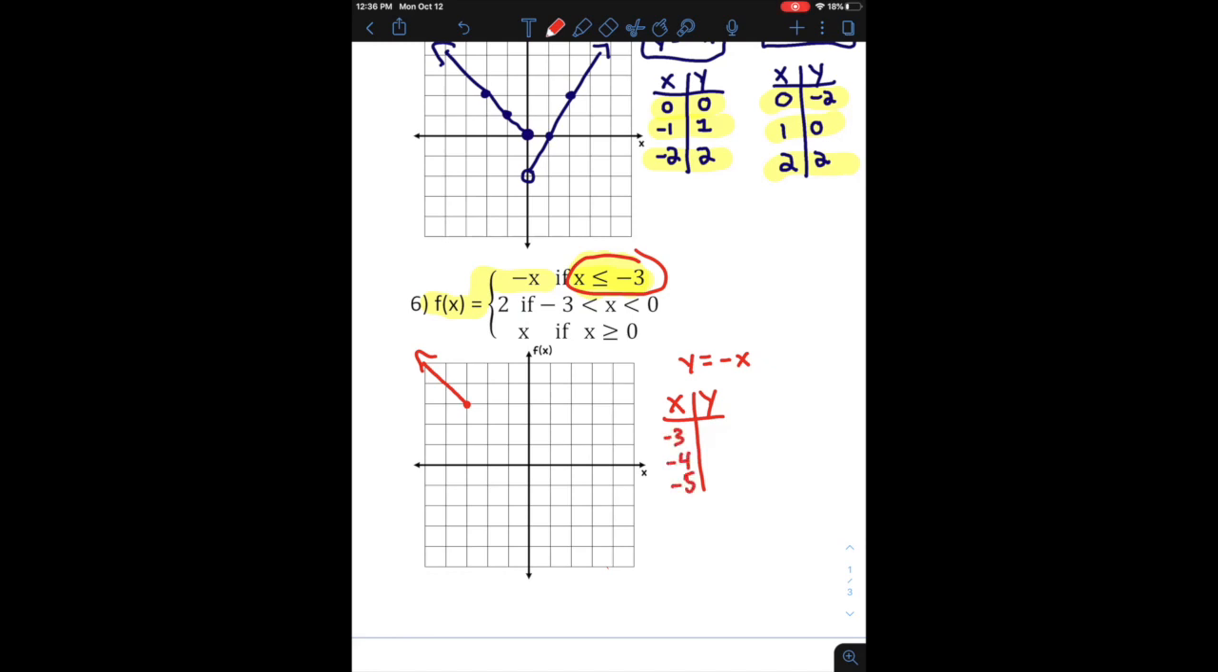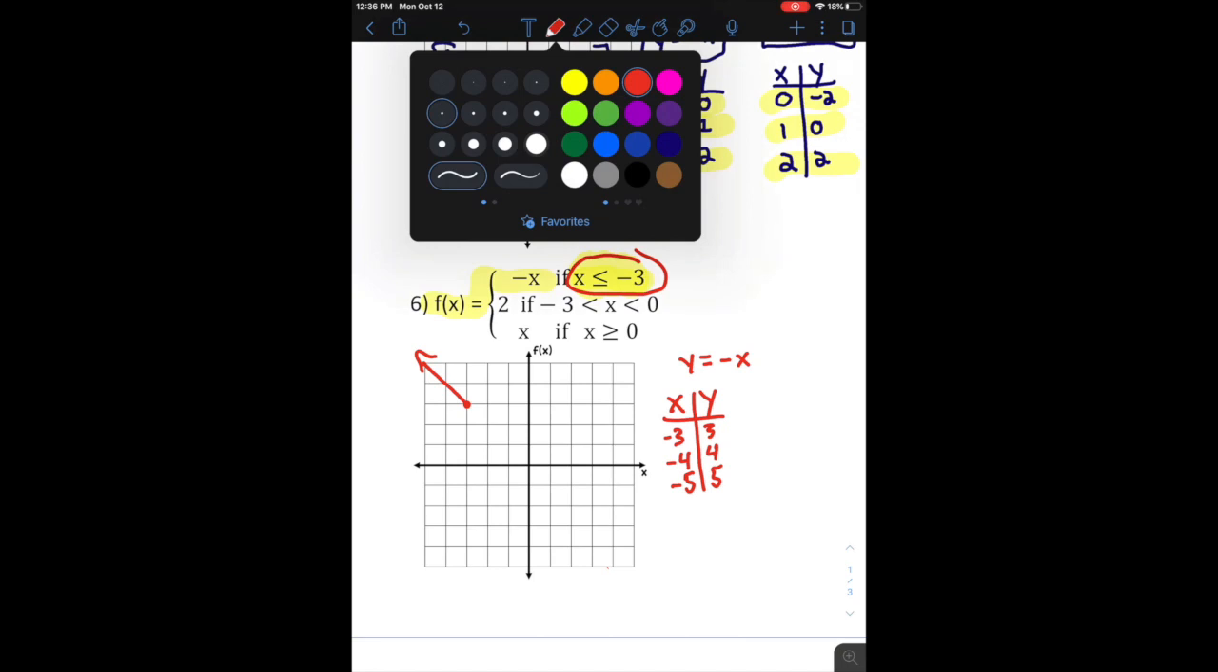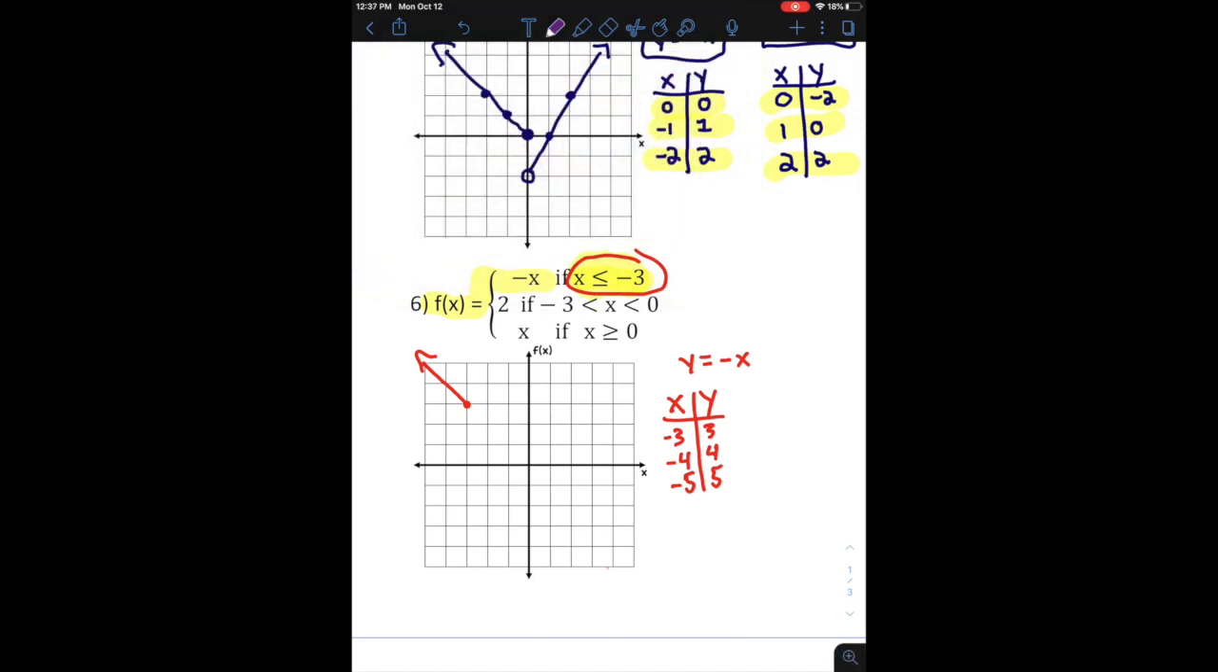They want us to use x values less than or equal to -3. So we'll pick -3, -4, and -5. -3 gives +3, -4 gives +4, -5 gives +5. When I plot this, I'll show you that we're going to get the same piece as we already graphed.